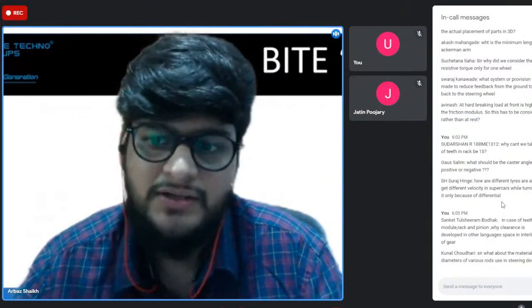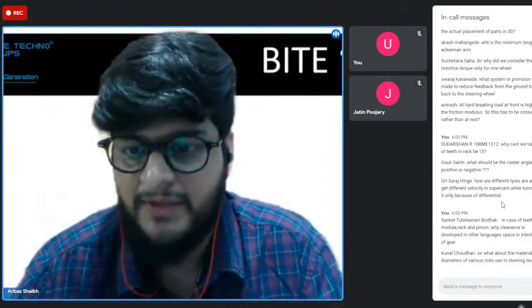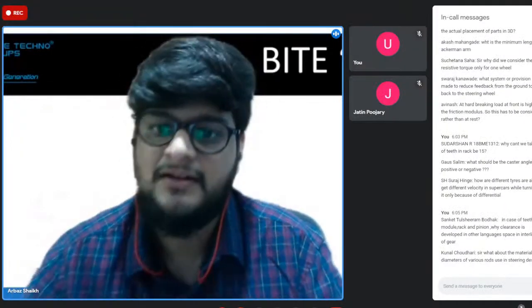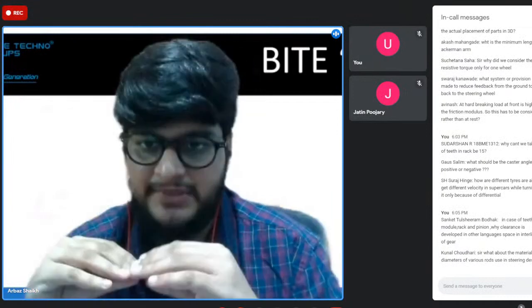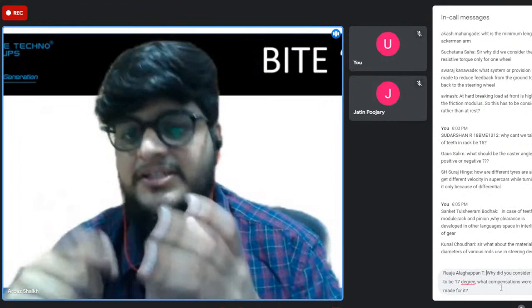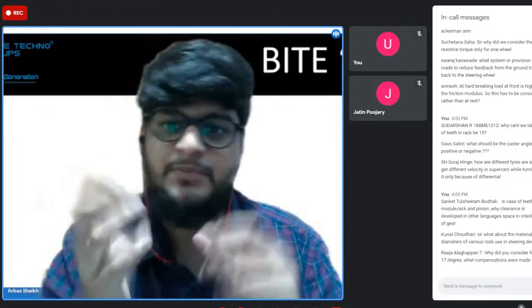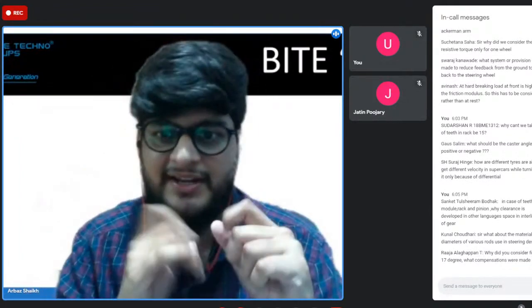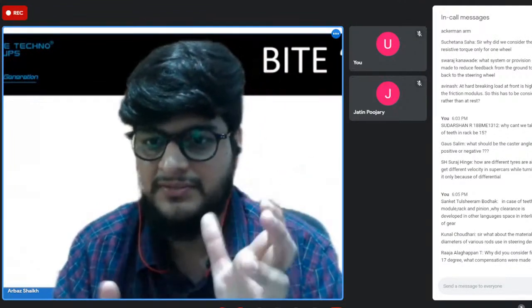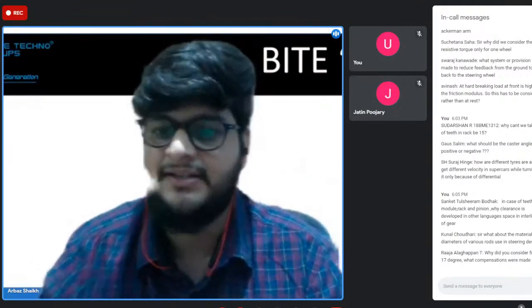Okay, so Raj is asking what system or provision can be used to reduce the feedback from the ground. At your tie rods and even at your rack, small compliant mechanisms or suspension are added, basically. So imagine having a spring in your tie rod, right? Whenever there's a bump, the tie rod does not transfer the motion directly. Some of it is absorbed into the suspension, and that's what compliant mechanism steering does.